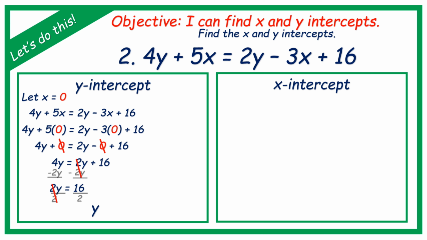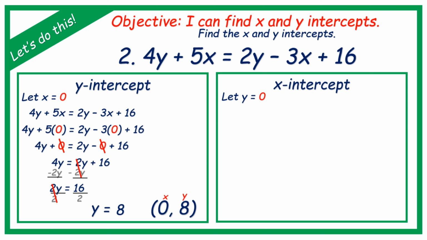That will isolate y, so we can just bring down y, the equal sign, and 16 divided by 2, 8. Just like that. You got it. So if our x is 0, our y is 8. You got it.